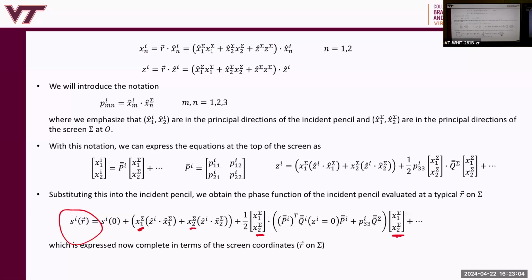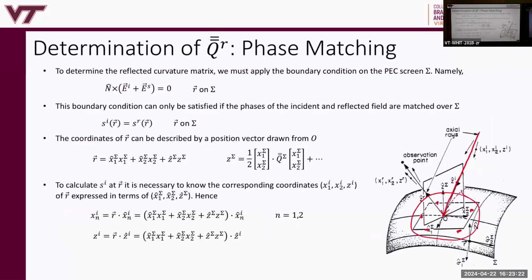And what have we found? What do we find by doing this? S incident, the incident pencil's phase function, is expressed not only in terms of the incident Q matrix, but it's affected or picks up the curvature of the surface, right? Because we're talking about what is the phase of the incident pencil at this point. Well, the incident pencil might have a wavefront like this, and the tangent coordinates like that, and z.